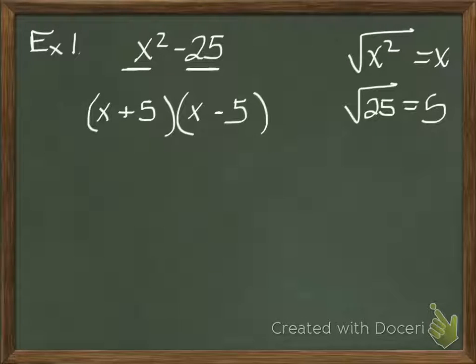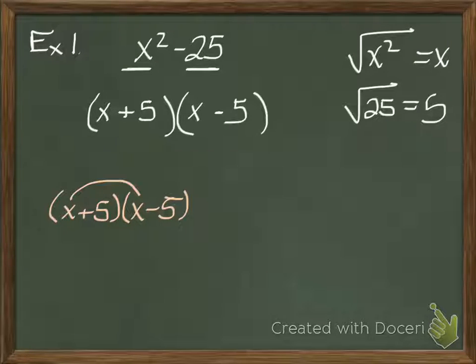And this works, and I'm going to show you how it works on this one only. By using FOIL, we can check it. So let's just check it using FOIL. x plus 5 times x minus 5. When we multiply our first together, that gives us the x squared.